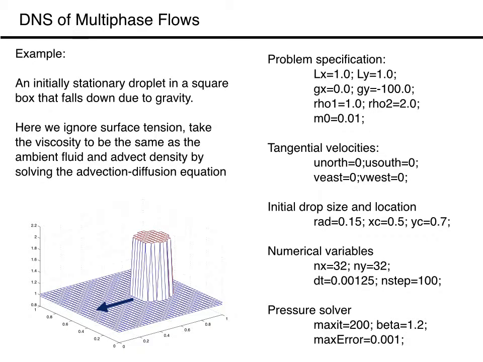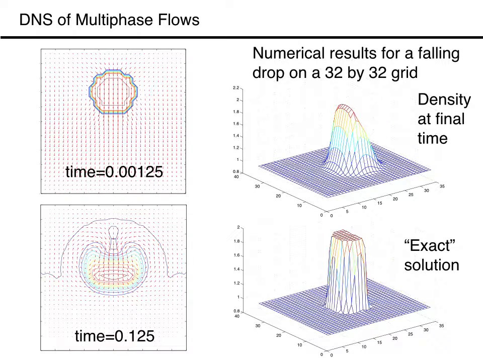The drop has a radius of 0.15 and is initially located at x equal to 0.5 and y equal to 0.7. The grid is 32 times 32 pressure cells, and we follow the evolution for 100 time steps, taking dt equal to 0.00125, determined by trial and error. The code is easily run interactively so that the evolution of the solution can be seen.